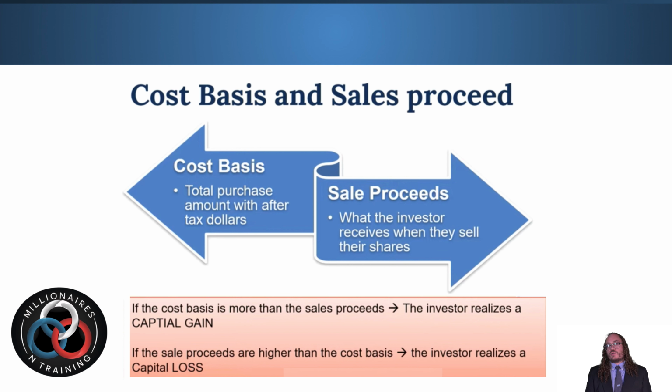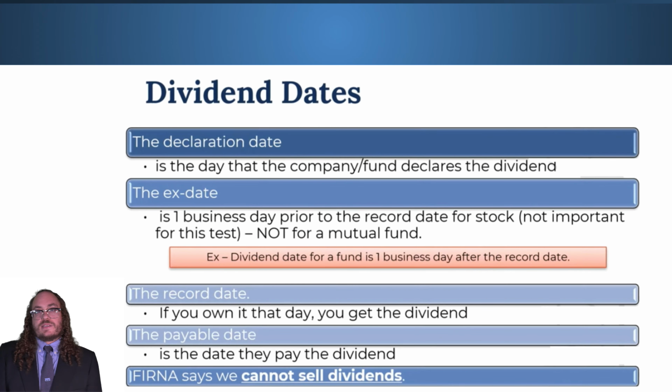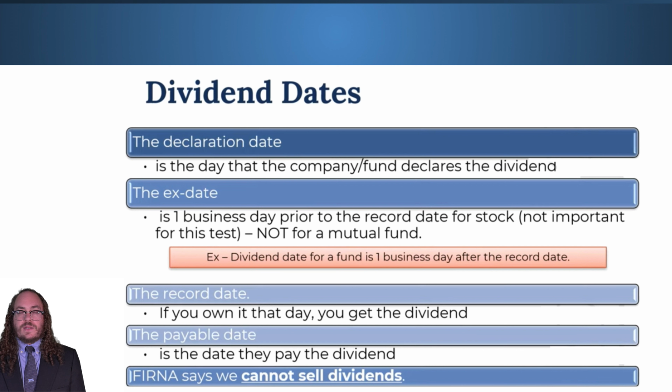The dividend dates for a mutual fund: the declaration date is the date that the fund declares the dividend. The ex-dividend date is the date that the fund trades without the dividend attached. It is 1 business day before the record date for stocks. It's not important on this test, because for a mutual fund, what you'll be tested on is the ex-dividend date for a fund versus a stock. The ex-dividend date for a fund is 1 business day after the record date. Stocks are DERP, funds are DREP.